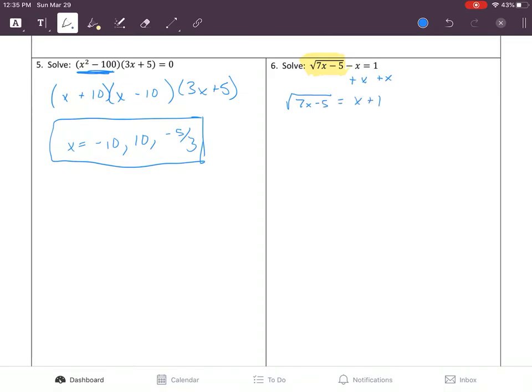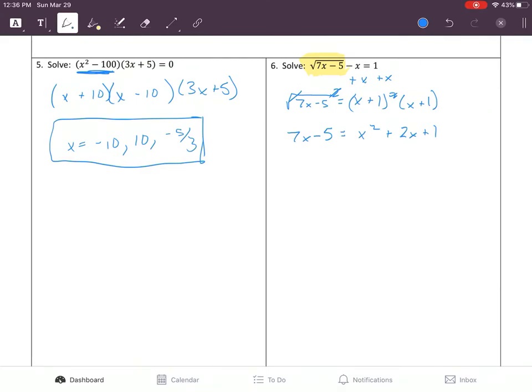We did that to get the square root sign by itself, because now that it's by itself, we can square both sides. The square root and the square cancel each other out. We get 7x minus 5. Then on the other side, because you're having a quantity squared, the x plus 1 is the quantity, you're going to multiply that by itself. So you have x squared plus 2x plus 1. If you multiply everything out and distribute using the distributive property, that's what you'll get.